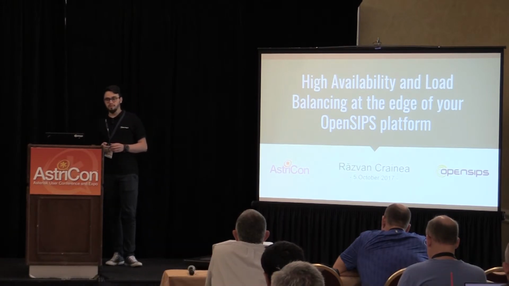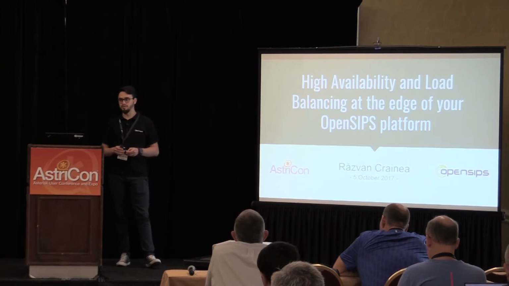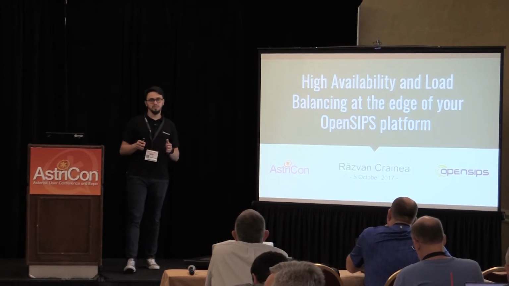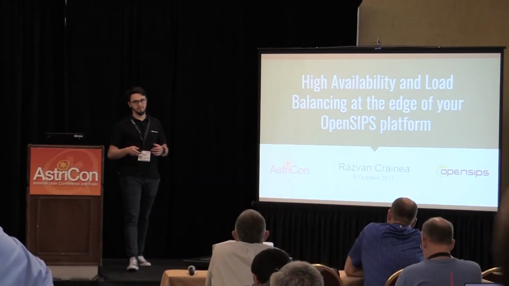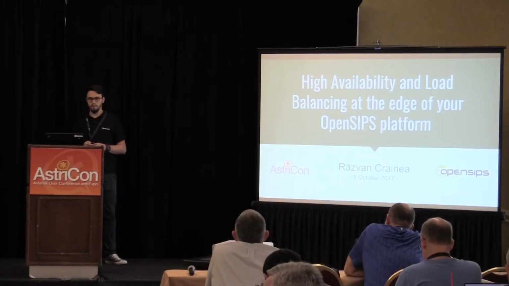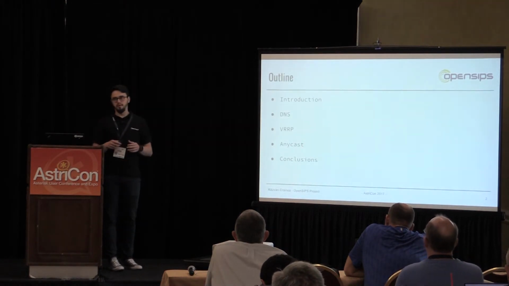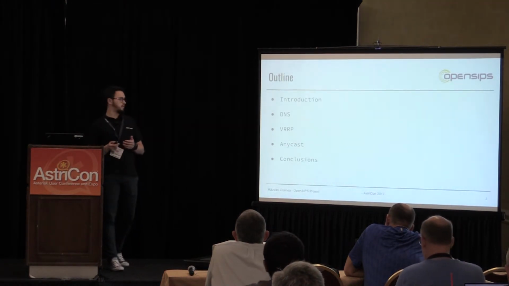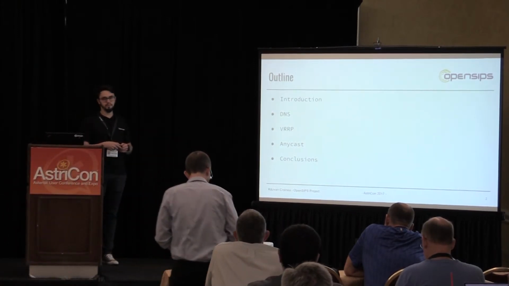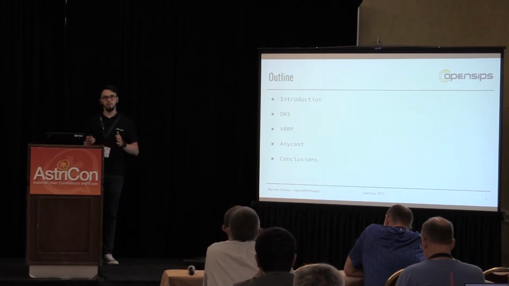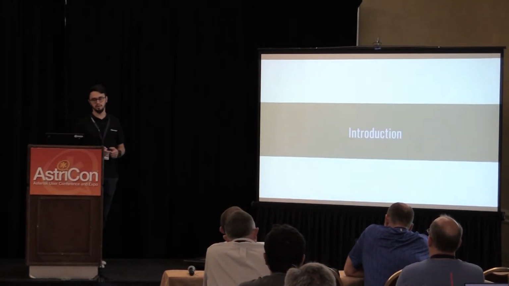Today I will be talking about high availability and load balancing at the edge of your OpenSIPS platform. It will begin as a short story, but will easily evolve to a more technical one. We'll be talking about DNS. Probably all of you know what DNS is and how it works. We'll talk about VRRP, Anycast, and we'll see how all these link up in order to offer high availability and load balancing to your platform.